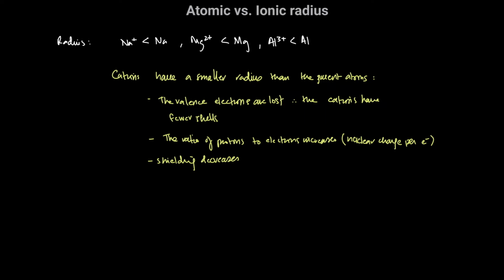So if the cations have fewer shells, a greater nuclear charge per electron, and lesser shielding, that means the nuclear attraction of outer electrons increases, and we can say that the outer electrons are held closer to the nucleus.